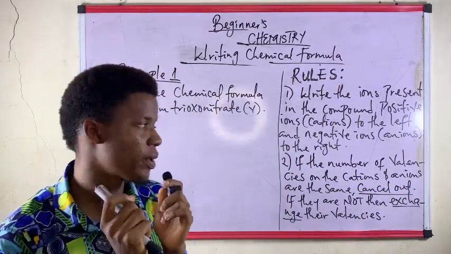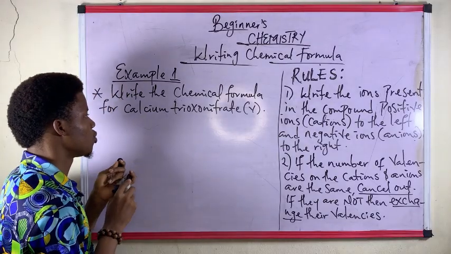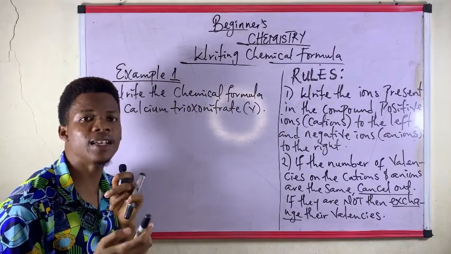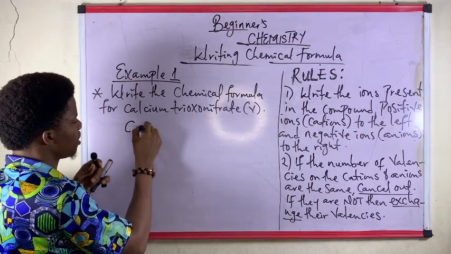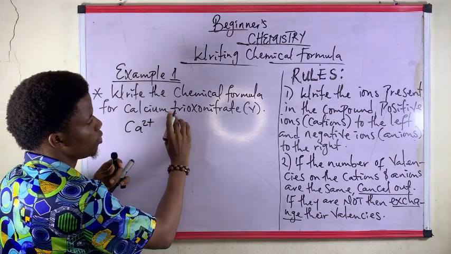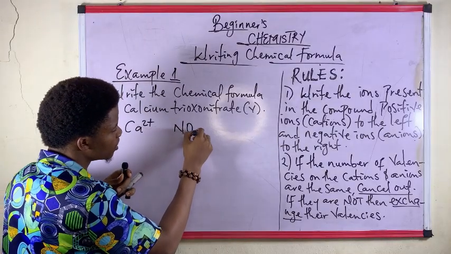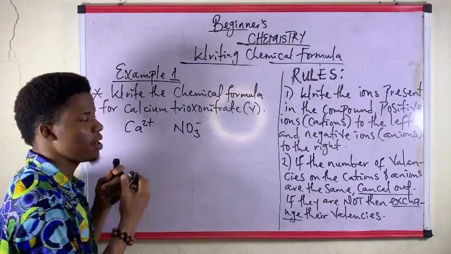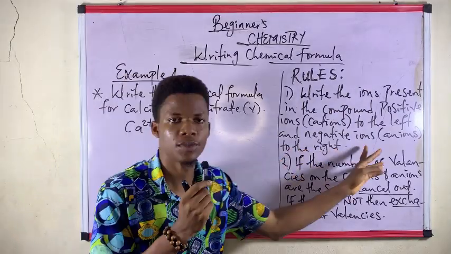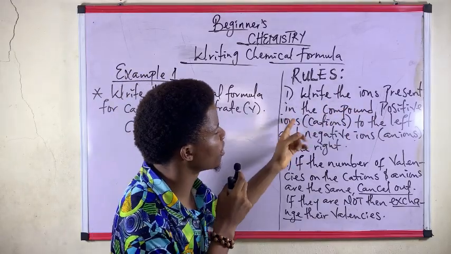The first, we have what? Calcium, right? So write out the ion for calcium. What did I tell you is the ion for calcium? 2 plus, Ca2+. So Ca2+, then write out our trioxonitrate 5, which is what? NO3 minus. Now this thing I just did corresponds to rule 1. What does rule 1 state? It says write the ions present in the compound.